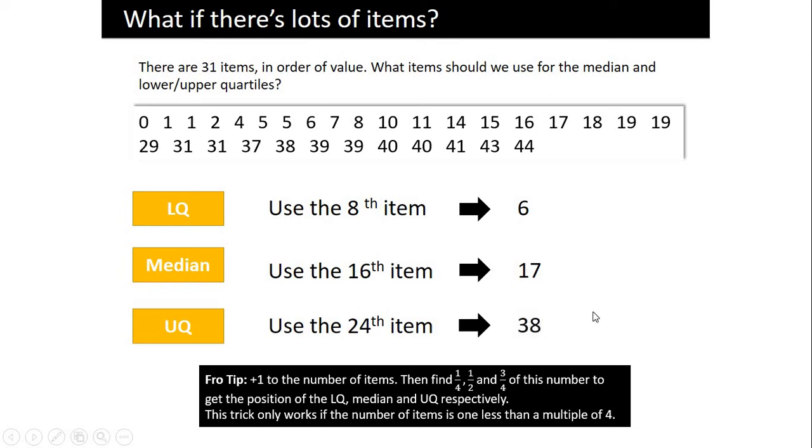Similarly, for the upper quartile, we're going to find 3/4 of 32, and that is the 24th item, which gives us 38. So as a bit of a tip, if there are a lot of data items, you add 1 to the number of items, and then you find half of that for the median, a quarter of that for the lower quartile, and 3/4 for the upper quartile. This trick only works if the number of items is 1 less than a multiple of 4, but when seen in GCSE exams, this is the example that they generally go for.